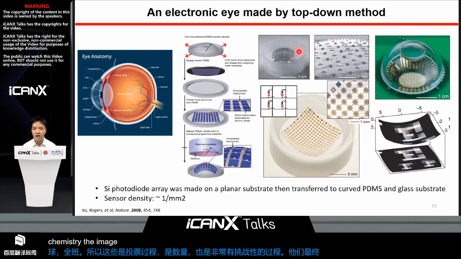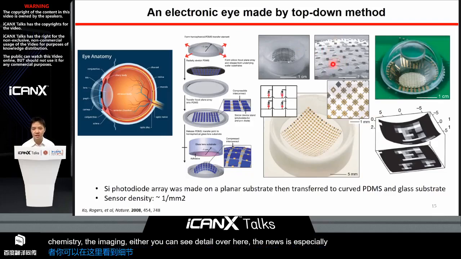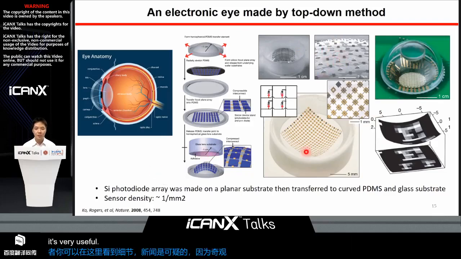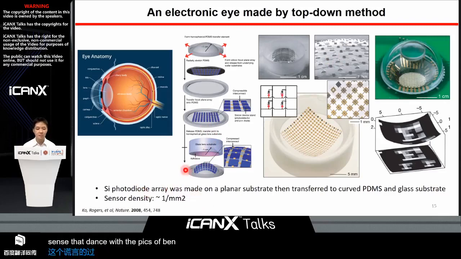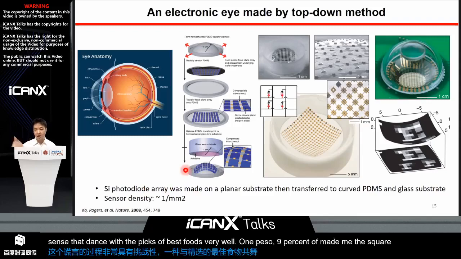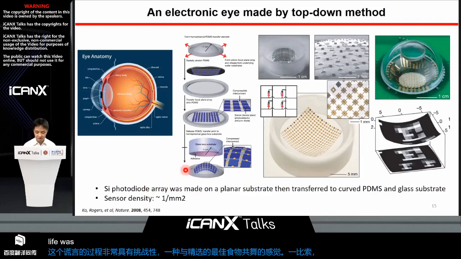You can actually see the detail over here. They use what they call stretchable silicon, stretchable silicon interconnects, very useful. Well, the problem is not only that this fabrication process is very challenging. The sensor density, or the pixel density, is very low. It's about 1 pixel, or 1 photodiode, per square millimeter. In our human eye, of course, we have a very, very high density of photoreceptors.